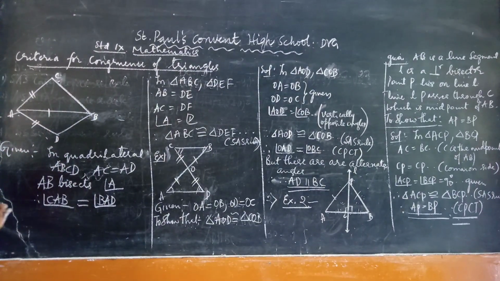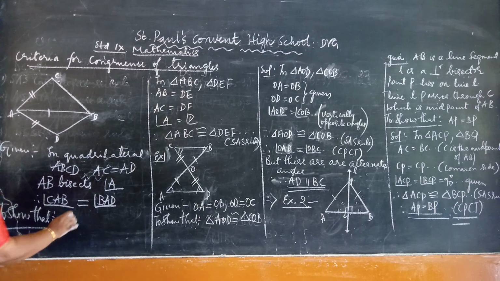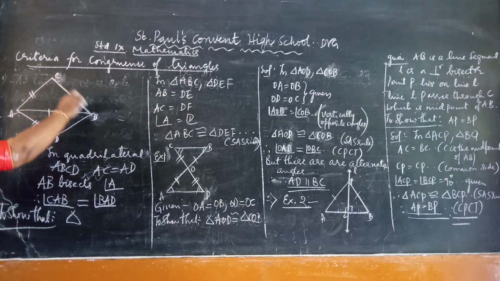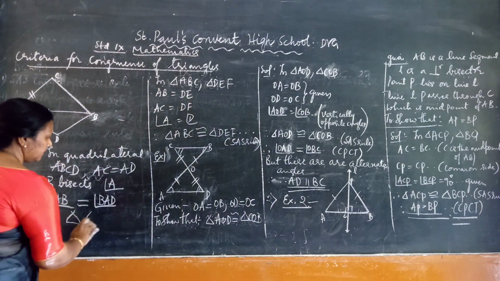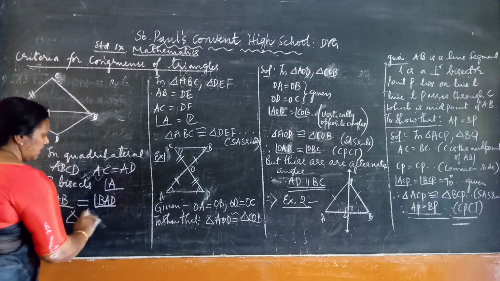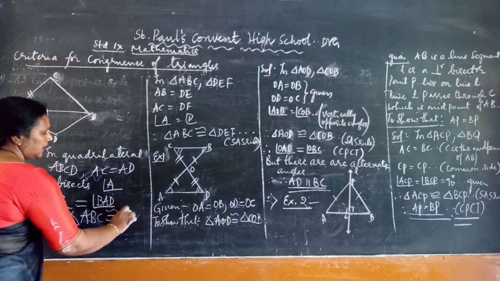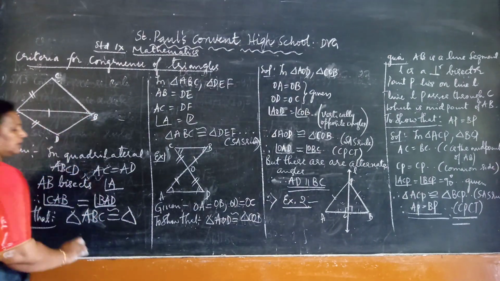What am I supposed to show? It is asked to show that two triangles are congruent. What are those triangles? Triangle ACB, or you can even write triangle ABC, is congruent to triangle ABD.